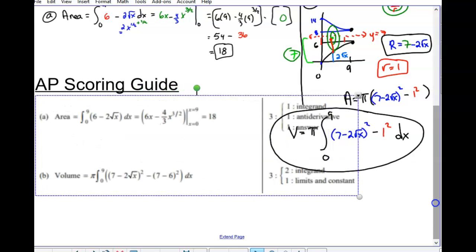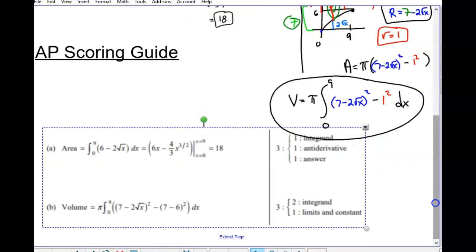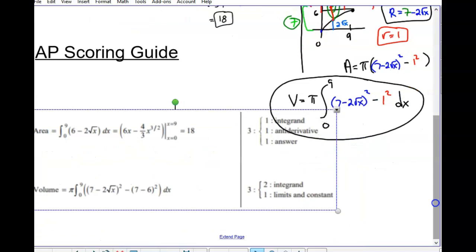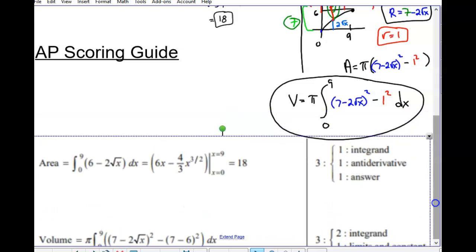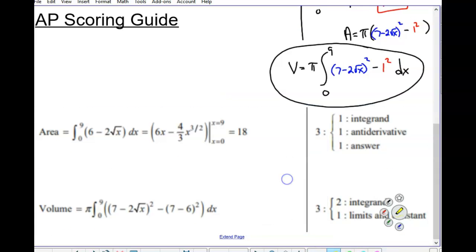All right. So we kind of mentioned this was an AP question. How would they grade these two parts? Well, let's look at just part A quick. Part A is worth 3 of the 9 total points. You got 1 point for the correct integrand, which is the 6 minus 2 square roots of x. Or if you did it in terms of y. If you set it up in terms of y, you would also get that point.